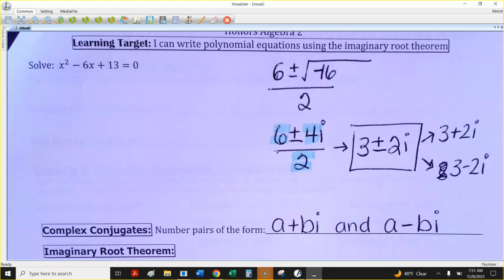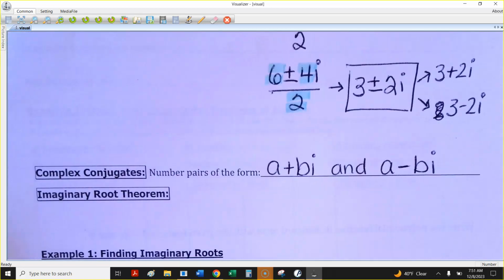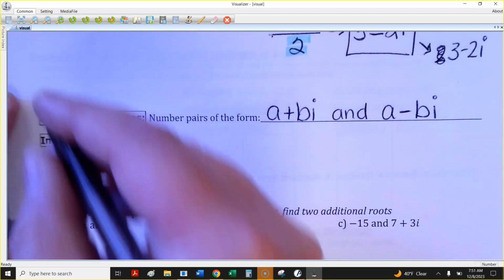One's a plus, one's a minus. They're not opposites. If you add them together, they don't cancel each other out or anything like that, but they are conjugates. They just change up the sign in between the 2 terms of your lovely complex or imaginary number. Now, super similar to yesterday.